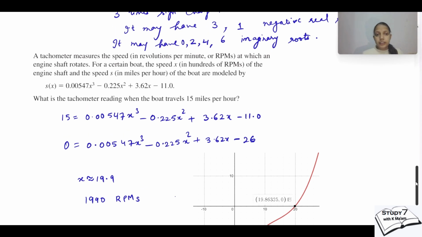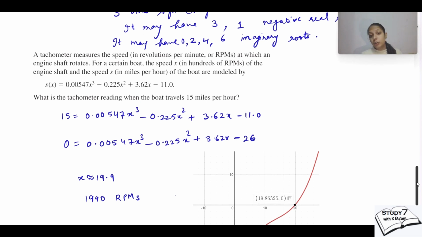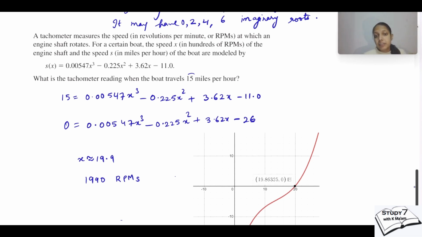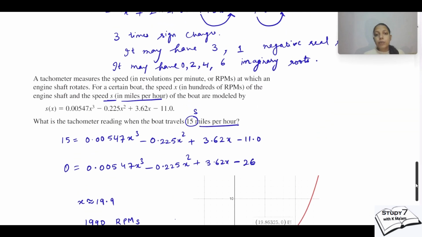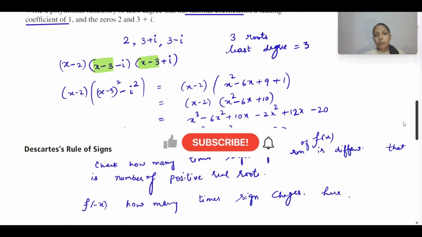This question is done. Make sure you understand the question here. The starting value 15 is given not for x but for s. You can check the units: miles per hour, and your s of x is also miles per hour. So your s value was provided here. It says when s is 15, what was x? Calculate that. Okay. So this was 4.6 Fundamental Theorem of Algebra.